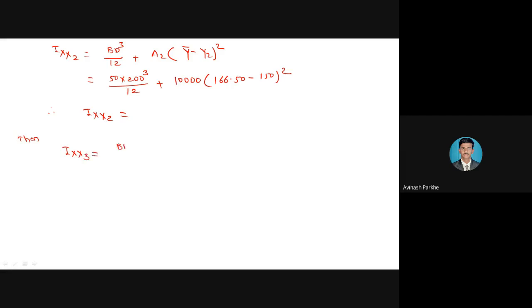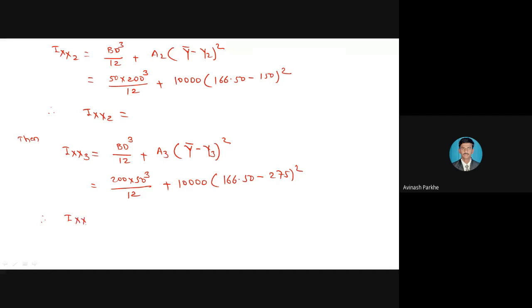Again, the formula is the same. Structure of the formula is the same: B D cube by 12 plus A3 in bracket y bar minus y3 bracket square. So for the third section, B is equal to 200, D is equal to 50, cube divided by 12. A3, or area, is equal to 10,000, y bar 166.50 minus y3 275 bracket square. Therefore, Ixx3 is equal to. Please tell me the value of Ixx2.